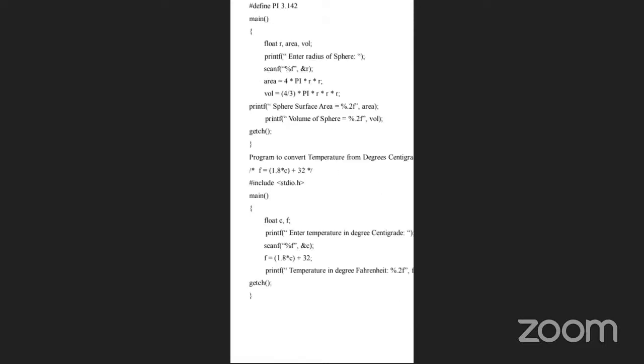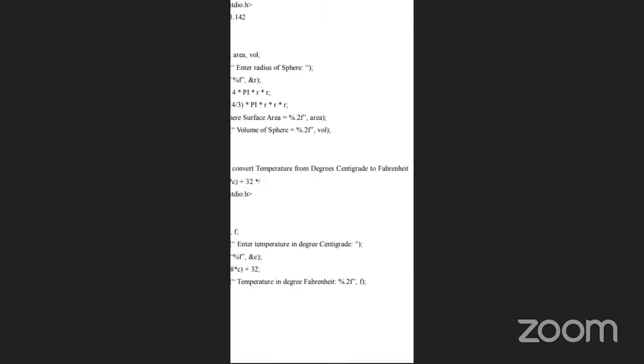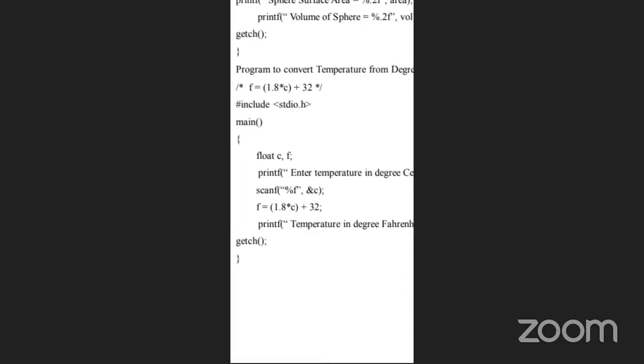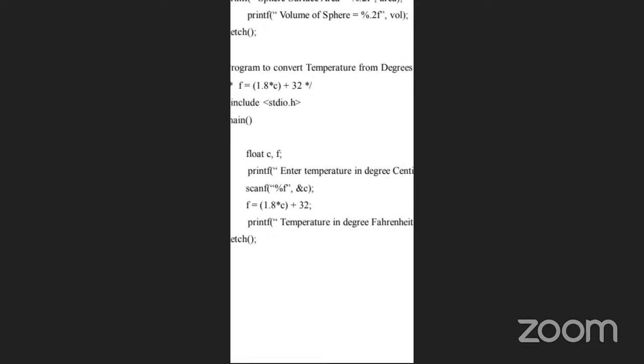Okay. Next one, similarly, is a program to convert temperature from degrees centigrade to Fahrenheit. We know the formula for degree centigrade to Fahrenheit: Fahrenheit = 1.8 into C plus 32. So how to convert to Fahrenheit? 1.8 into C plus 32.